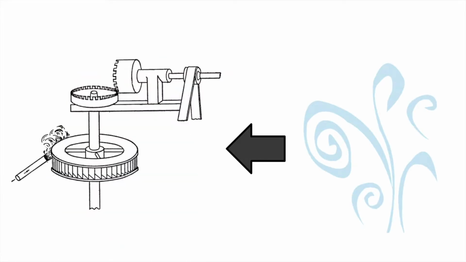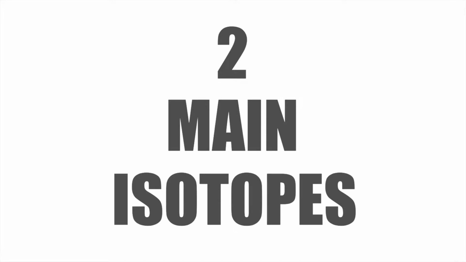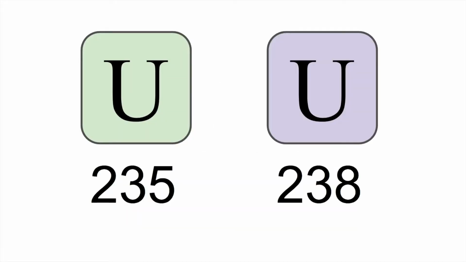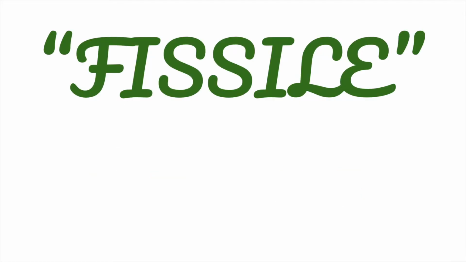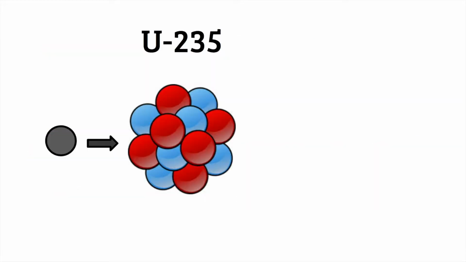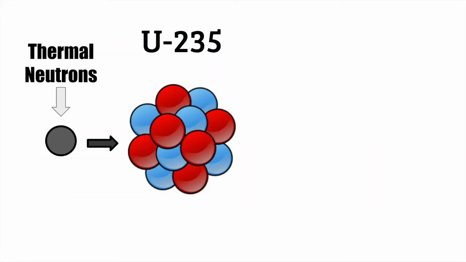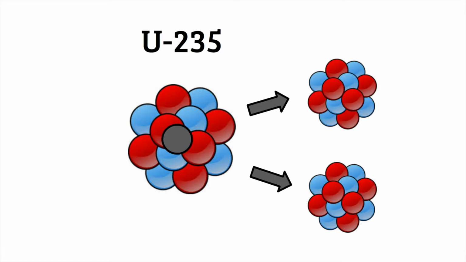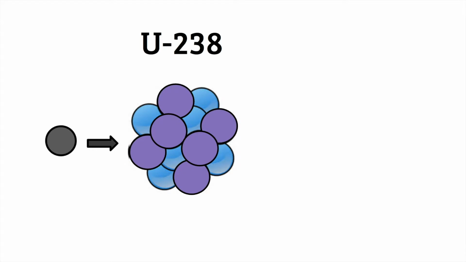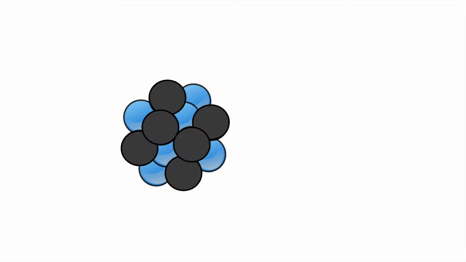In these reactors, there are two main isotopes of uranium, uranium-235 and uranium-238. Uranium-235 is fissile, whereas uranium-238 is fertile. Fissile means that when hit with slow-moving neutrons, or thermal neutrons, the nucleus is likely to split, which is what ends up giving out the energy. Fertile means that instead of splitting the nucleus, the neutron is more likely to be absorbed by the nucleus.